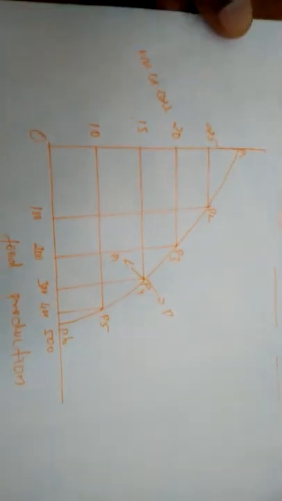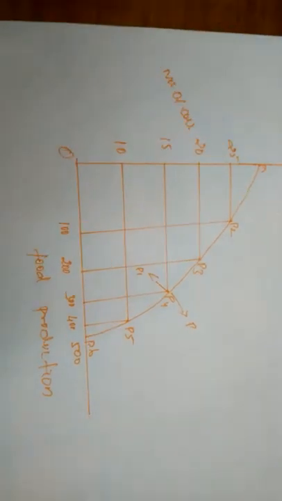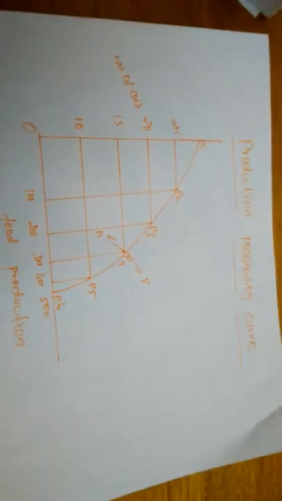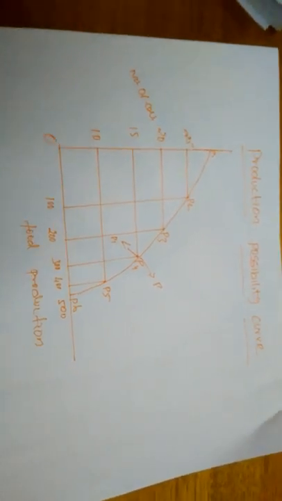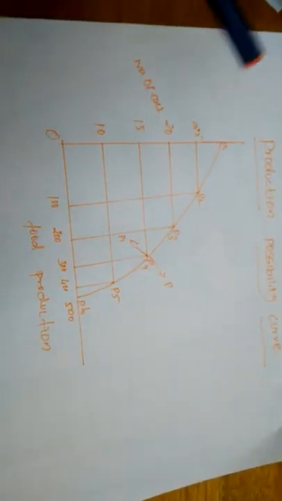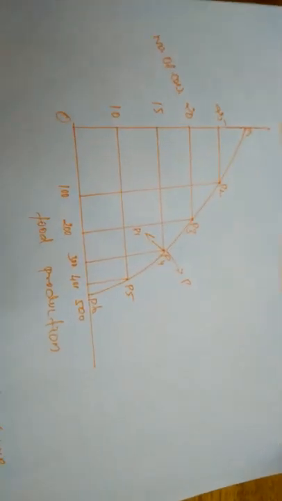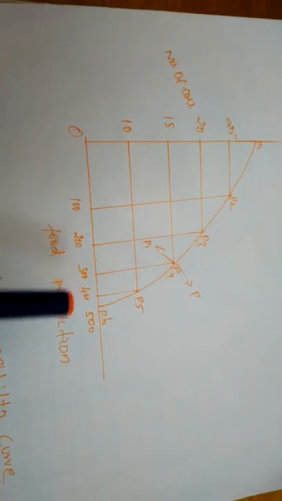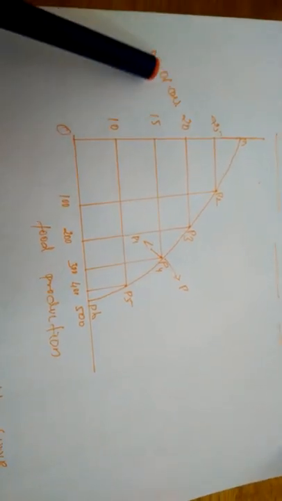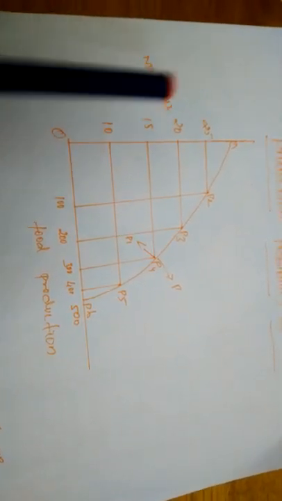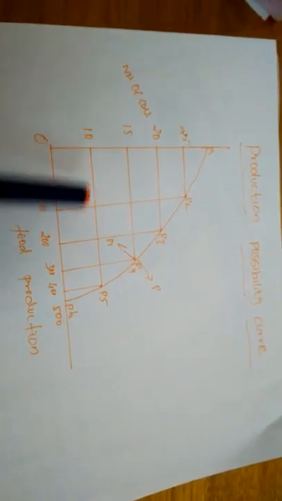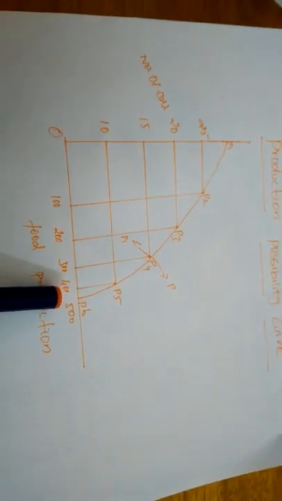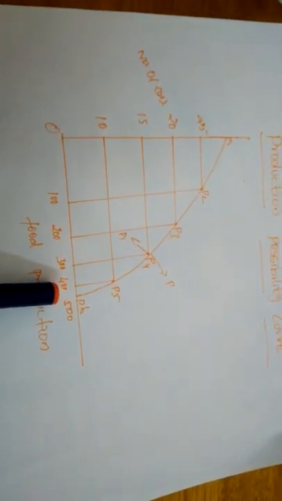So next, the production possibility curve. Already you may have understood by seeing the production possibility schedule. If you have not understood, we can easily understand by seeing the production possibility curve. On the x-axis the food production is mentioned, and on the y-axis the number of cars is mentioned. When we are producing 10 units of car, we can produce 400 tons of food.